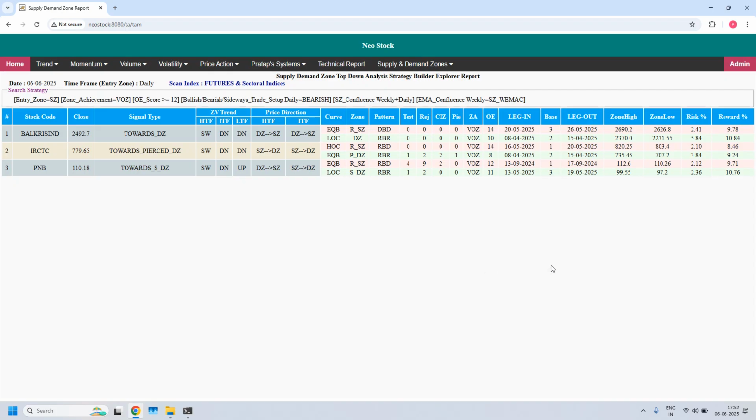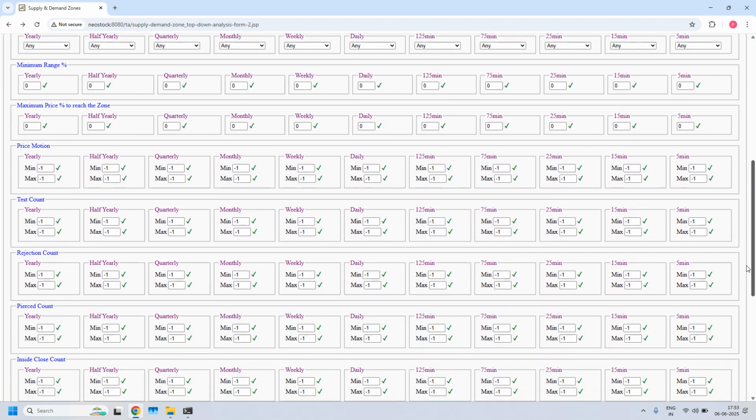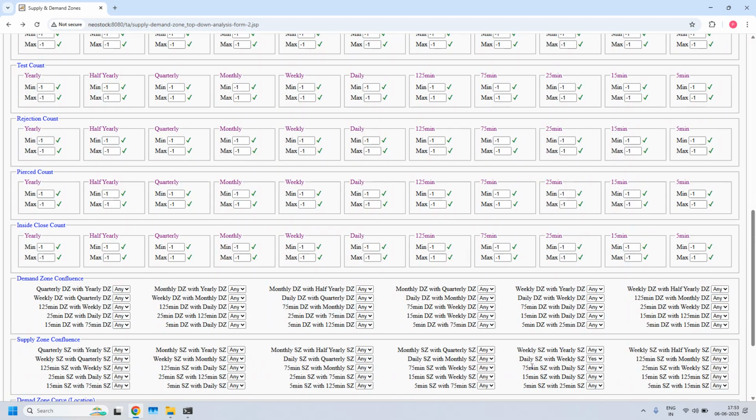Okay, next we will look into LTF, ITF and even HTF supply zone confluence supported stocks. That is daily, weekly and monthly supply zone confluence. Removing the EMA filter. In the supply zone confluence, 3 filters I have to set. First one already enabled. Next daily and monthly supply zone confluence. Weekly and monthly supply zone confluence.